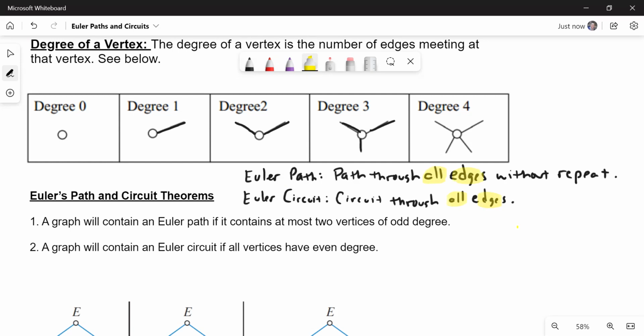You have to go through all of the edges. And there might be some reasons why we want to study these, and we'll see this later. So now we're going to get a couple of theorems that Euler found out. All right, these are about Euler paths and circuits.